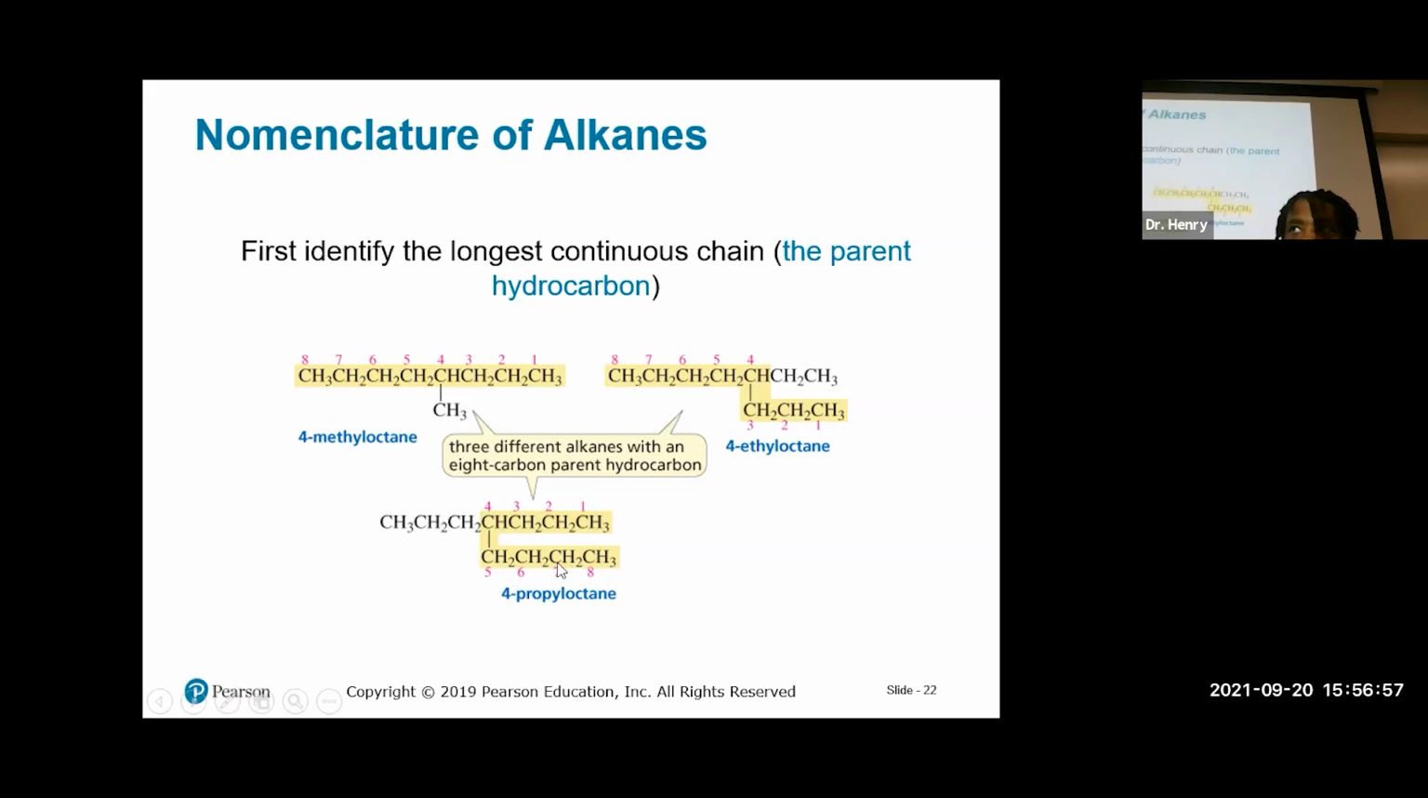If I go this way, 1, 2, 3, 4, 5, that would be the fifth carbon. If I go this way, 1, 2, 3, 4, that would be the fourth carbon. So we're going to use the fourth carbon, right? So we're going to number this way.